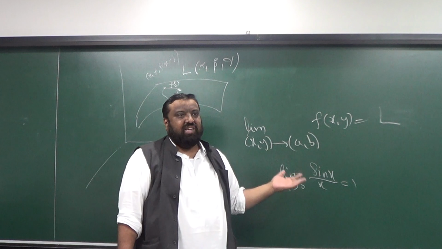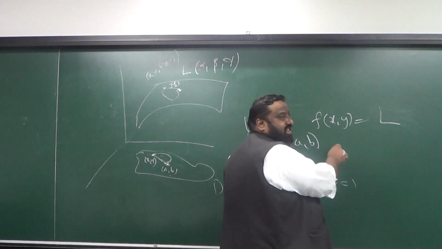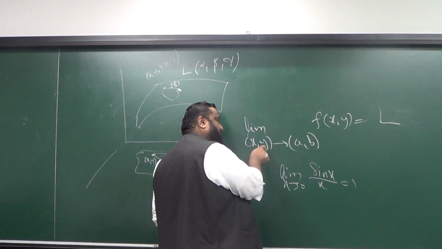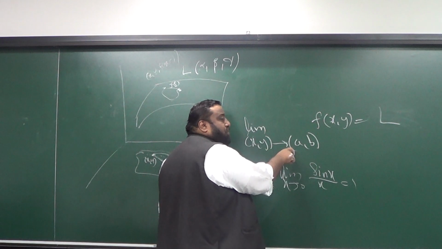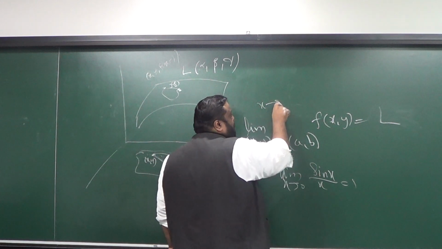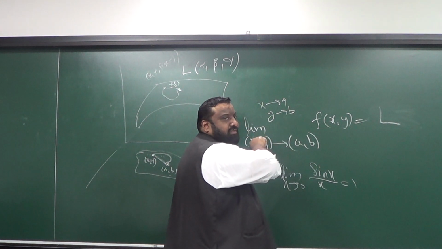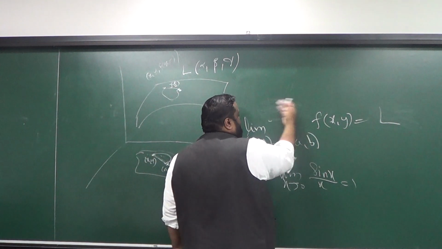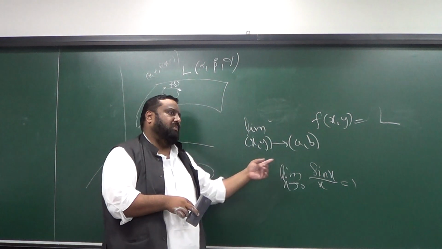And similarly, if I have been given a function f of (x, y), and I take (x, y) goes to (a, b), you have to keep in mind that when I'm saying (x, y) goes to (a, b), it doesn't mean that x goes to a and y goes to b separately. No, that's a different thing. This is a point getting closer to (a, b), but through some curve.